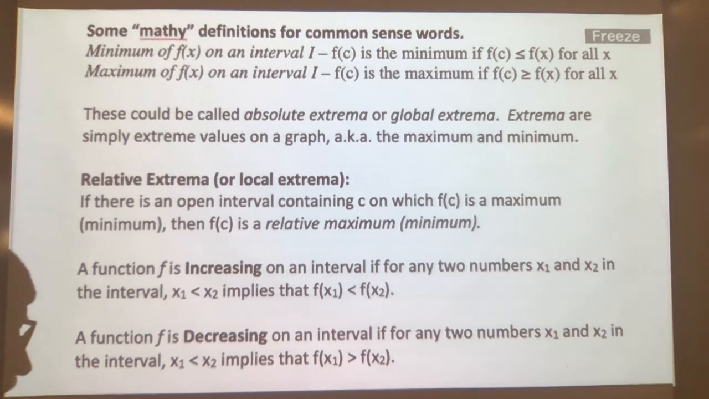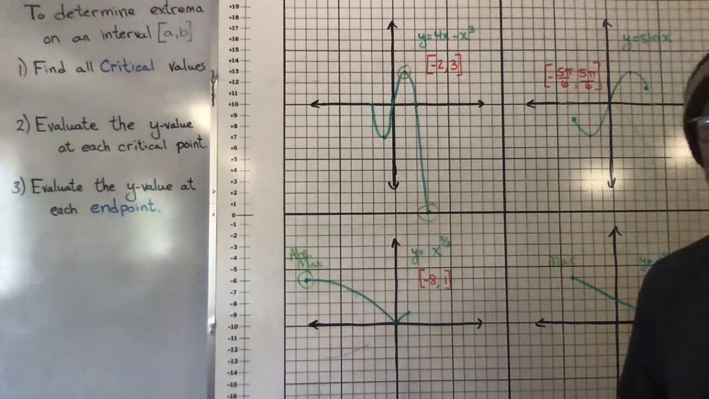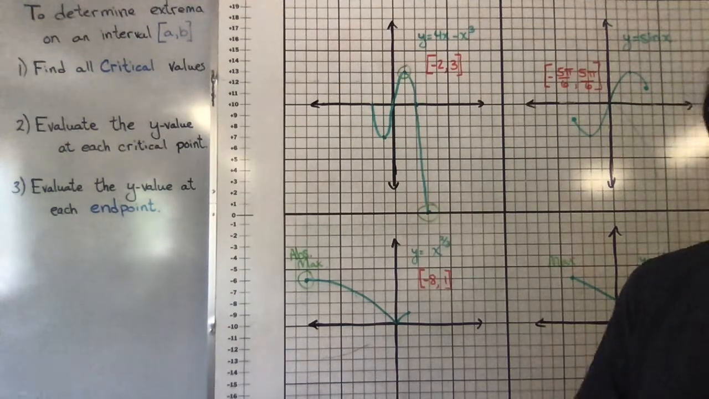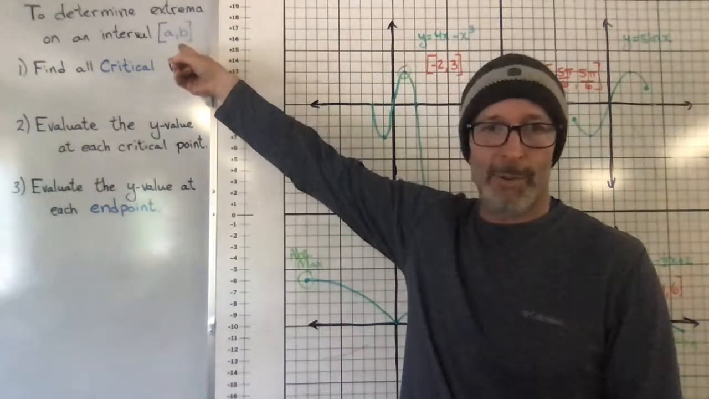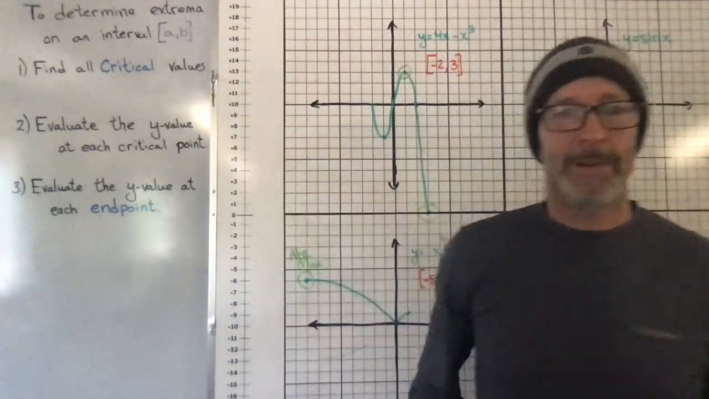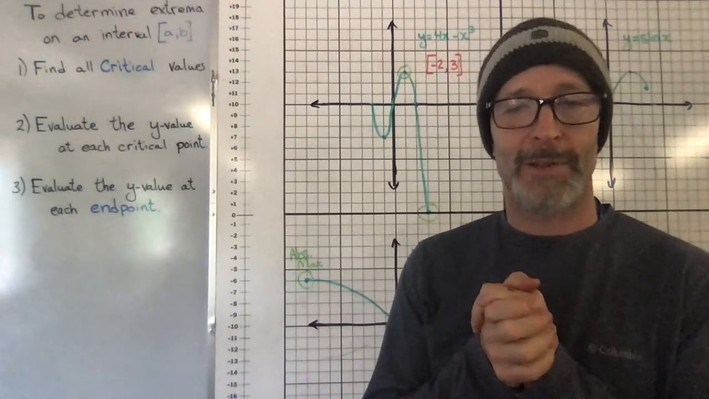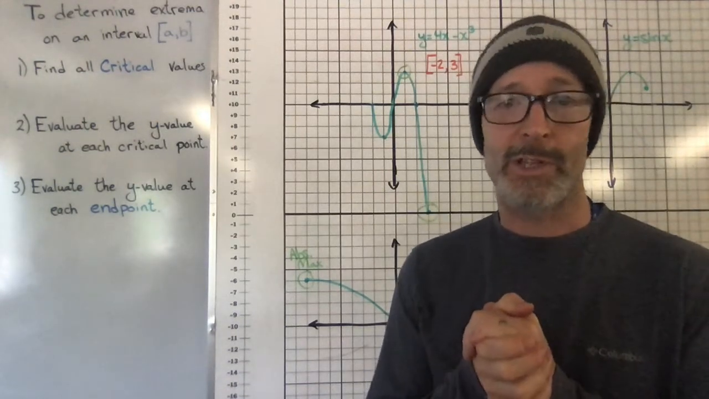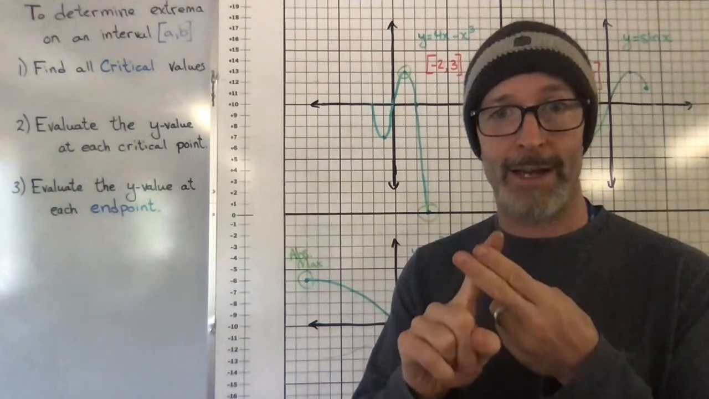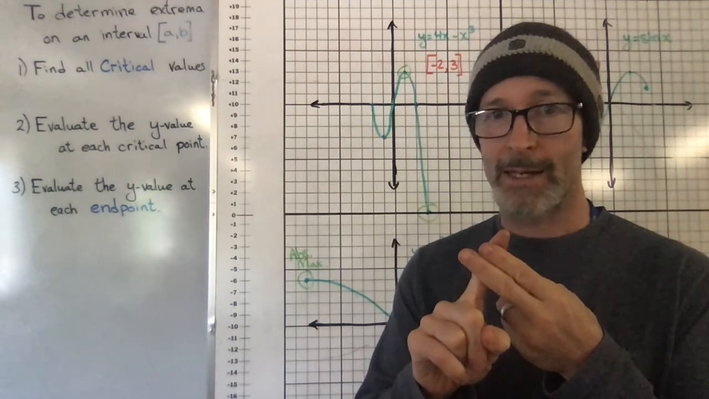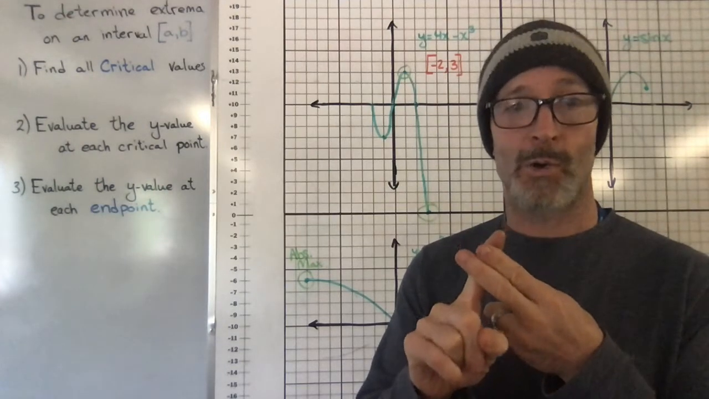So here are the steps for actually finding those highest and lowest points, the extreme values as we call them. First, we're looking at an interval from A to B. Second, you need to find all the critical values. Critical values, there's a very simple definition for this. Any point where the derivative equals 0 or it's undefined. I'll repeat that. A critical value is any point where the derivative is 0 or undefined.